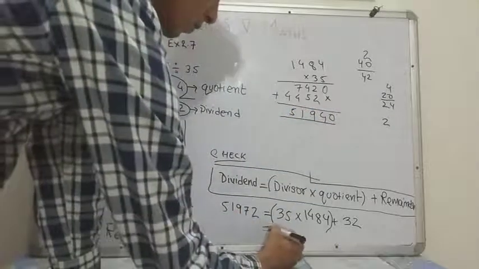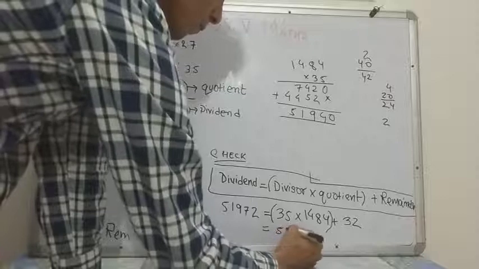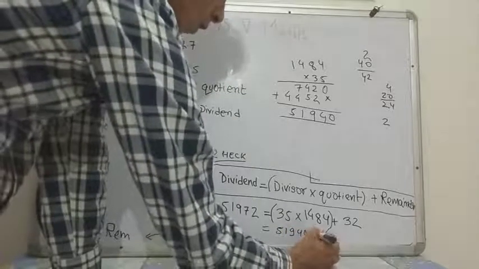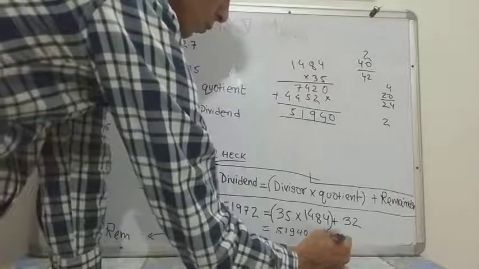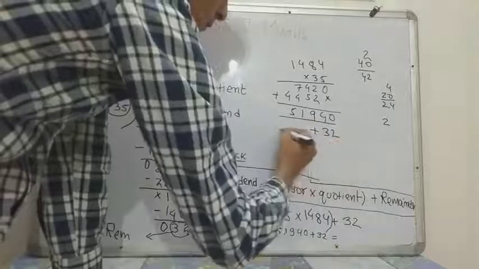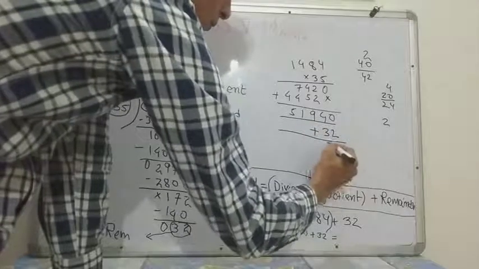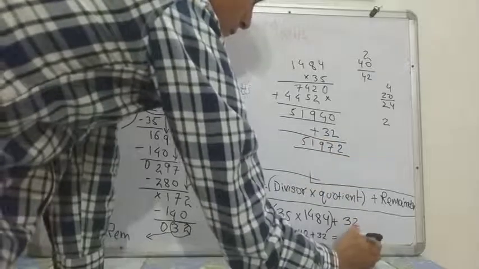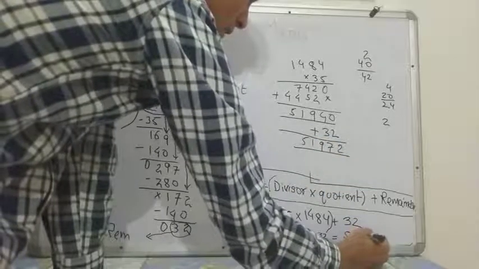What we got? 51940. Now how much we should add? 32. When we add in this number 32, what we got? 27915. 51972.